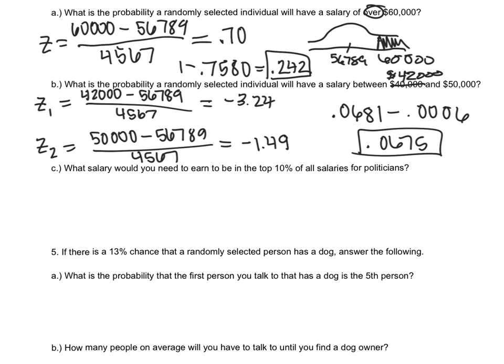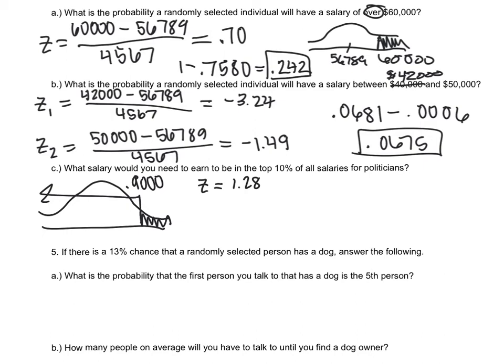In our last example, we want to know what salary we would need to earn to be in the top 10% of all salaries for politicians. So that means if I'm looking at my curve, if I want to be in the top 10%, that means 90% of people have to fall below. So we're going to use this probability to find our z-score. When you go to your z-score table, you want to find the closest value to 90%. And that z-value is 1.28.